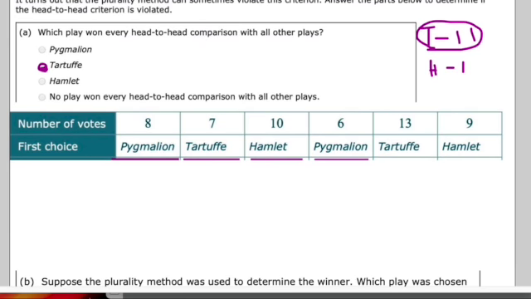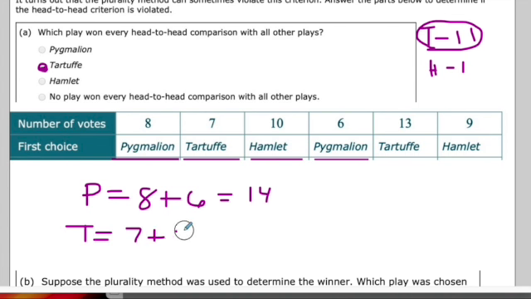Now let's look at this. Suppose plurality was used to determine the winner. So now I've got all the first choice votes, because plurality means who got the most votes. So Pygmalion got 8 plus 6. I'm just going to write them out instead of pointing to them. So Pygmalion got 14 points. Tartuffe got 7 plus 13, which is 20. And of course, last but not least, Hamlet got 10 plus 9, or 19 votes.